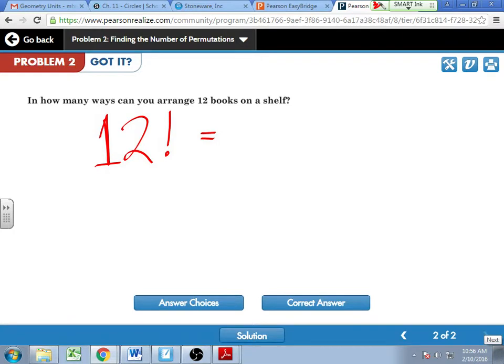There's a factorial button. If you have a TI-83, what you want to type in is 12, and then go to math. There's one on the iPhone too.